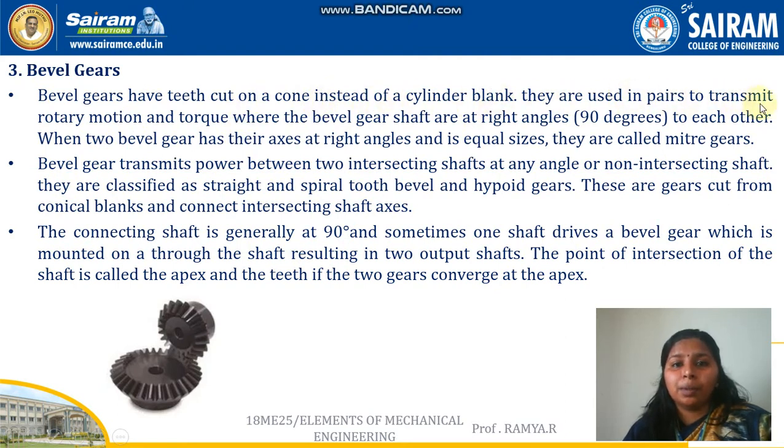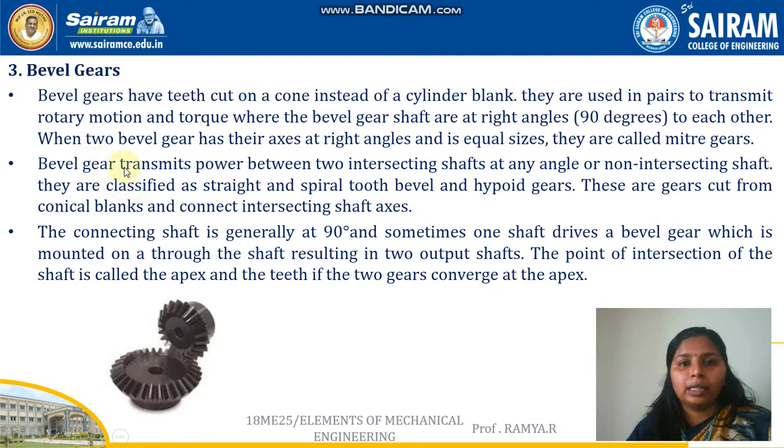They are used in a pair to transmit rotary motion and torque, where bevel gears are at an angle of 90 degrees to each other. So this is a bevel gear. They come in a pair, where there will always be two gears meshing at an angle of 90 degrees.